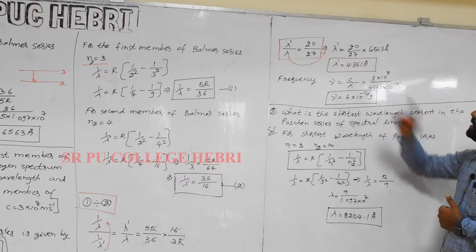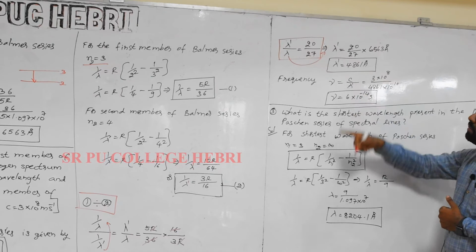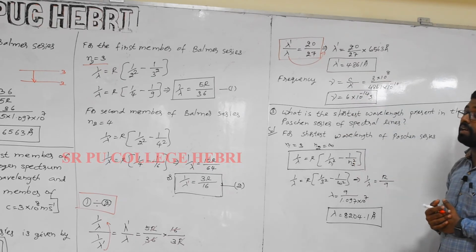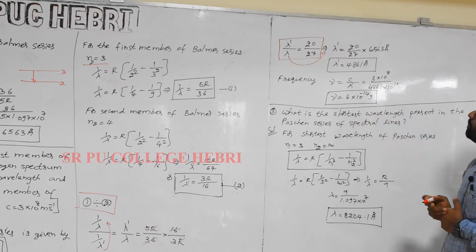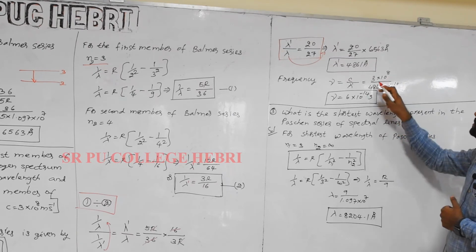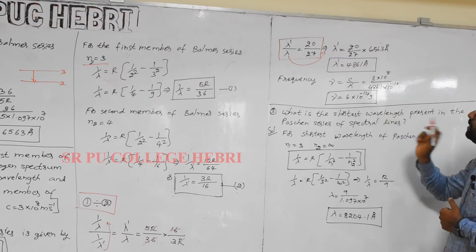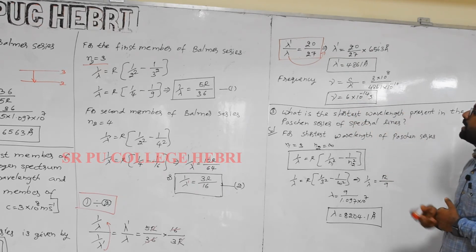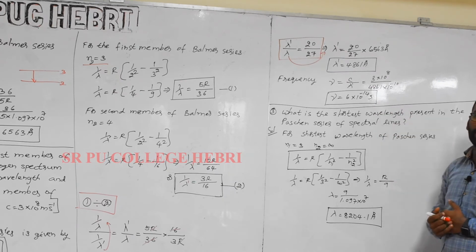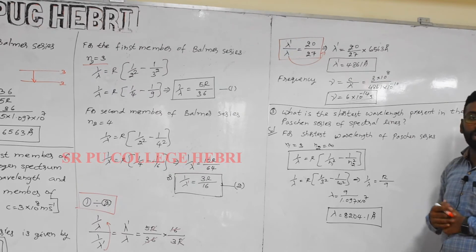Lambda we have for the second one, not the first lambda. This is lambda dash. Why? Because you are asked to find the frequency for the second member. You have to be careful over here. While substituting, it is lambda dash. Substitute the previous value: 3 into 10 to the power 8 divided by 4861 angstrom. You will get the frequency, nu is equal to 6 into 10 to the power 14 per second. So try to solve by yourself.